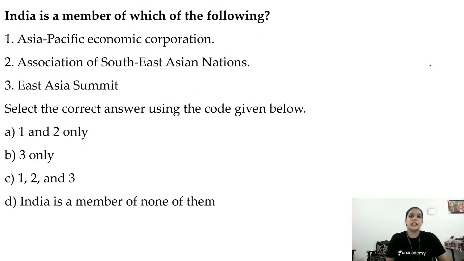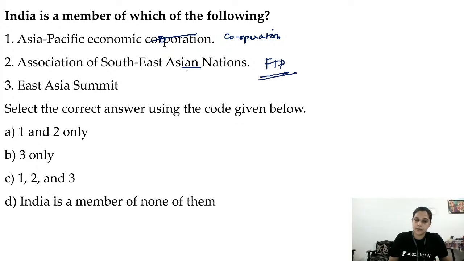Clear? Next. India is a member of which of the following? Asia Pacific Economic Cooperation, Association of Southeast Asian Nations, East Asia Summit. I know very well that India is a free trade partner, not a member, of the Association of Southeast Asian Nations. So I'm eliminating two. I get two options: either three only, or India is a member of none of them. Asia Pacific Economic Cooperation, so one is also not the answer, so I'm eliminating one also.